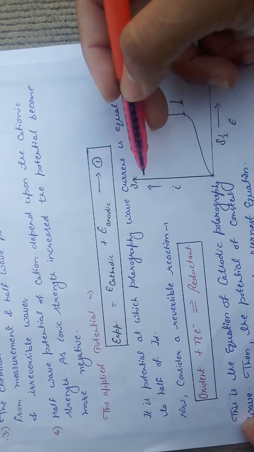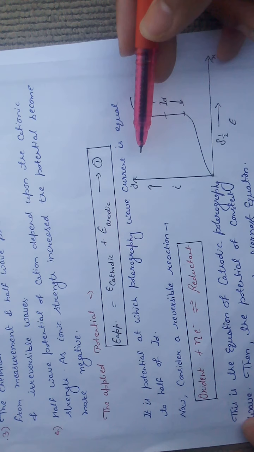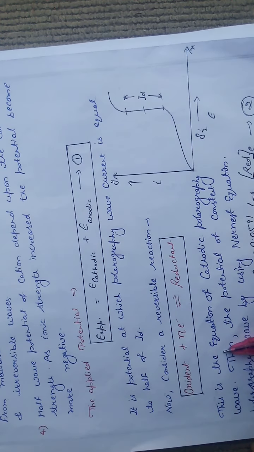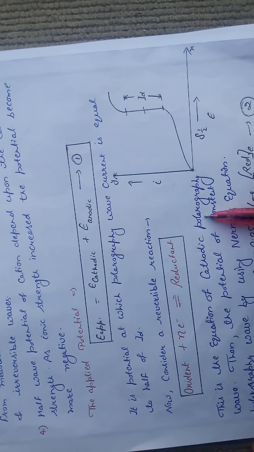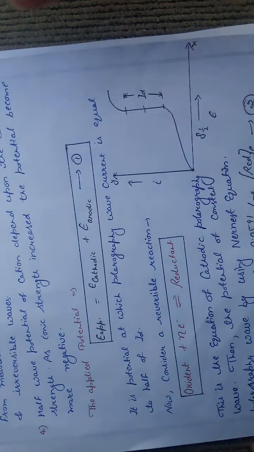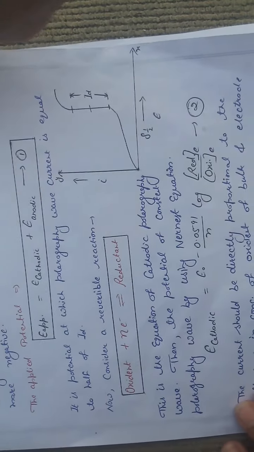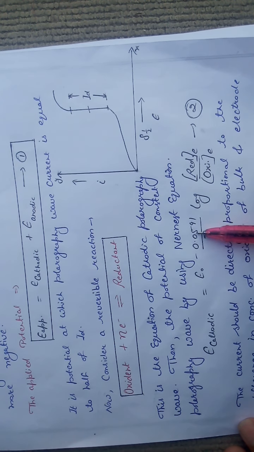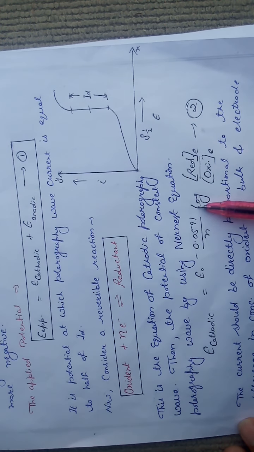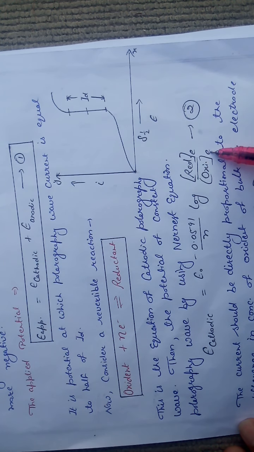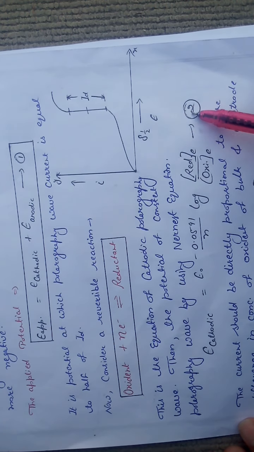So this is the plot. The graph may be plotted as something like this. This is the equation of the cathodic polarographic wave. Then the potential of the polarographic wave by using the Nernst equation: E cathodic is equal to E naught minus 0.0591 upon n log of reductant at E upon oxidant at E, which is represented by equation number 2.